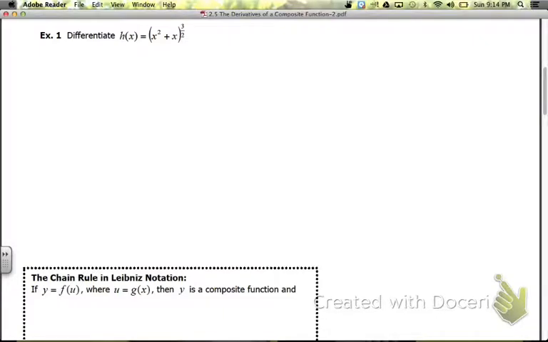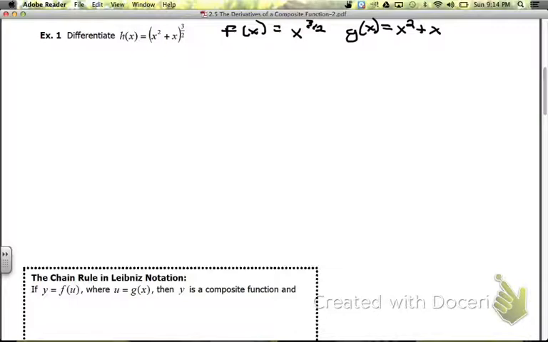So now let's look at example 1. Differentiate h of x equals (x squared plus x) all to the power of 3/2. What we're going to do is look at this in terms of two different functions because this is another composite function. So let's look at this in terms of our f of x, where I'm going to have my f of x always as my outside term, so x to the power of 3/2, and our g of x, which is equal to x squared plus x. So that's what's inside the brackets, our inside term.